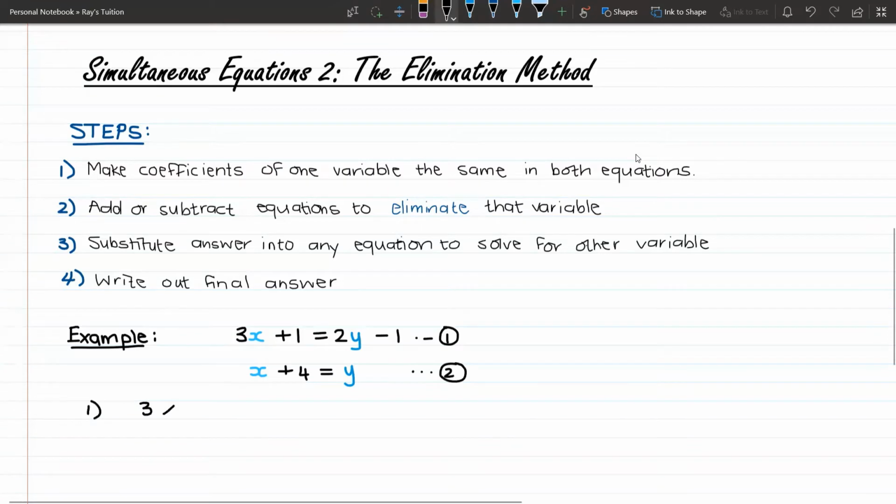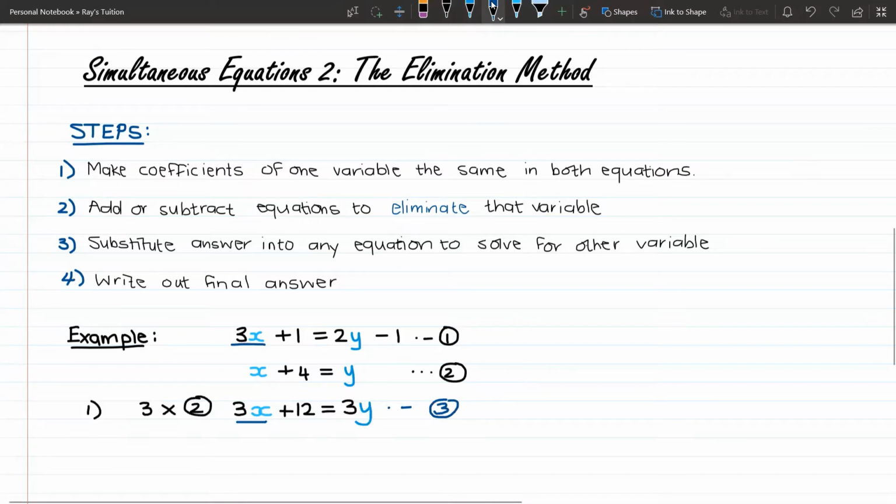So here we have our step 1. We're going to have 3 times equation 2. So when we multiply it by 3, this x becomes 3x. The 4 times 3 becomes 12. And finally, the y times 3 becomes 3y. So as you can see here, we have multiplied everything in equation 2 by 3. So this is our equation. And now the coefficients of the 3x's in equation 1, and let's call this one here equation 3, are the same.